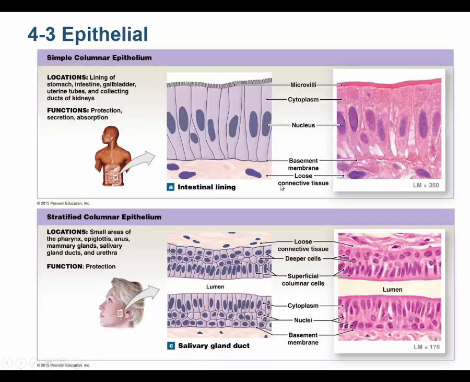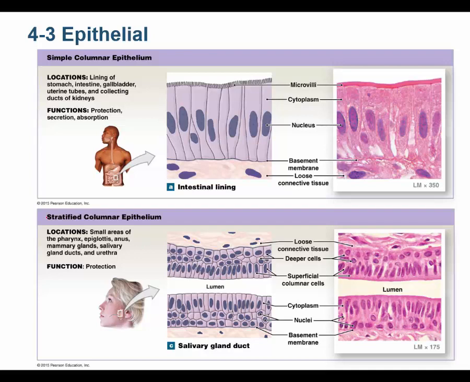Simple columnar epithelium is found in your intestinal tract, your digestive tract. It's also found in places like your fallopian tubes, your uterine tubes. It's also found in the kidneys, as I mentioned before, but we're going to say the kidneys are simple cuboidal. So your digestive tract has simple columnar. Now your air passageways, your trachea, has a columnar as well, but it's special, and I'm going to get to it in a few minutes.